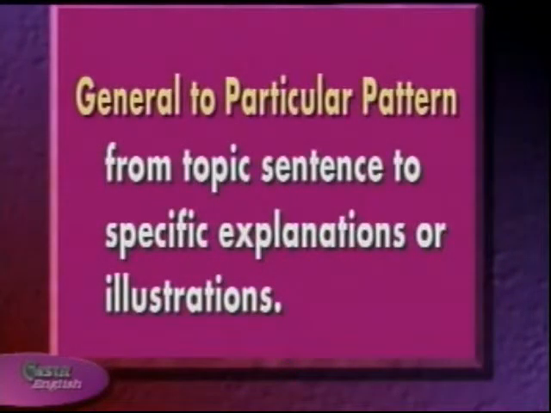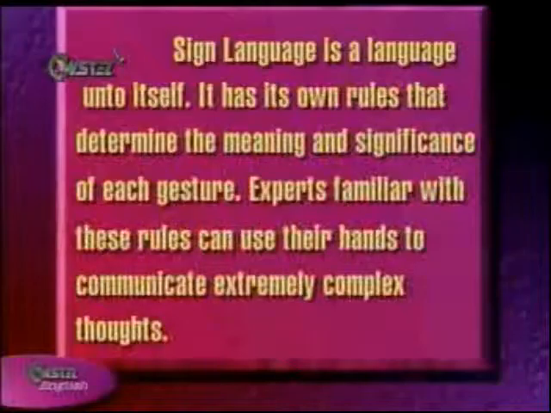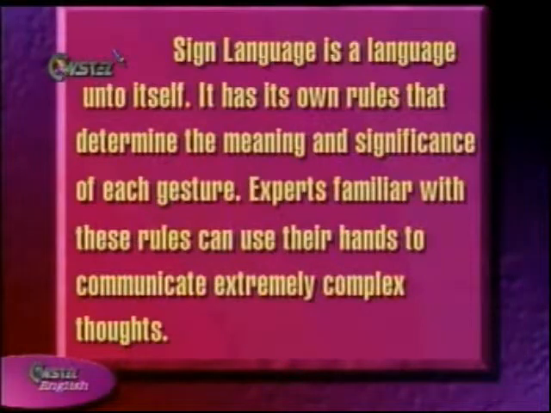Let's take up the first directional pattern, general to particular. This pattern moves from a general statement, often a topic sentence, to specific explanations or illustrations of that statement. You saw this kind of classification in the paragraph on sign language. The purpose of the paragraph is to help the reader understand the general statement. That meaning becomes increasingly clear as the paragraph progresses.